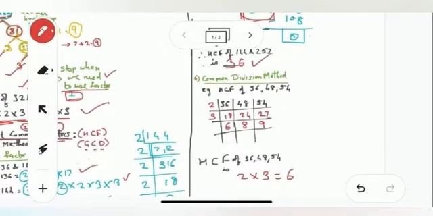So I hope students, today you studied a lot of different methods. So go through it and study this much. Then I'll teach you the least common multiple in the next class. Thank you, students.